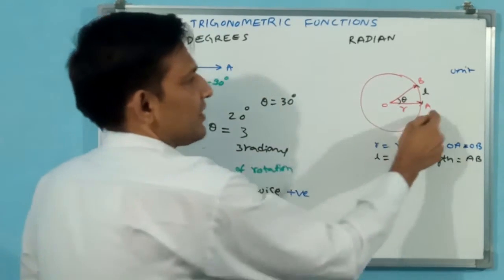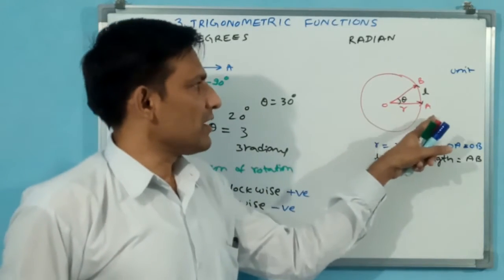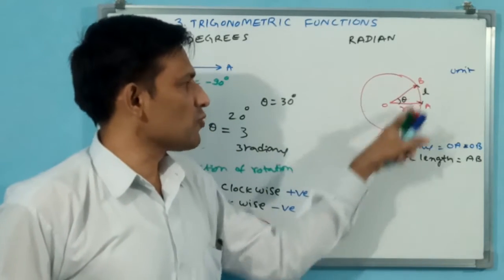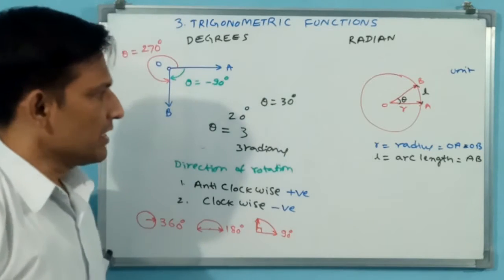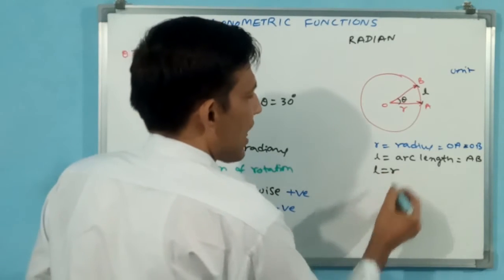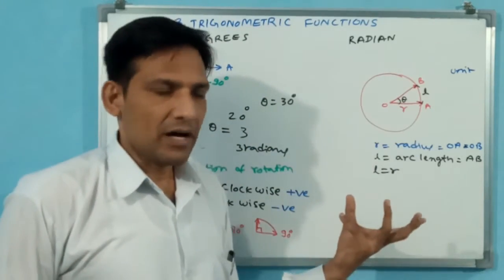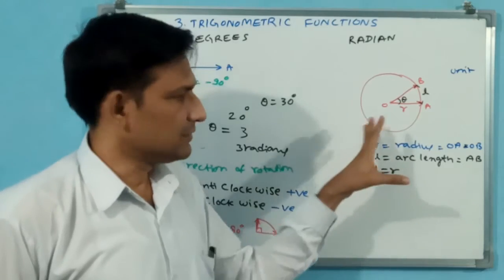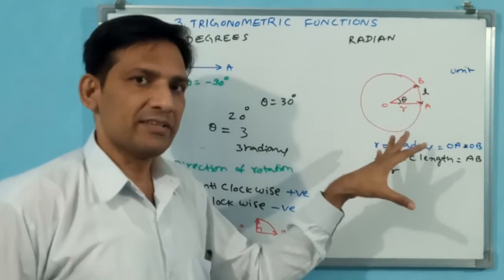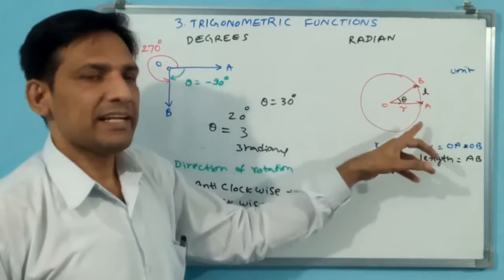Arc length L, AB. A to B is the arc length. O to A is equal to the radius, and O to B is also the radius. Okay. Now what I am going to make is L equal to R. That means, see, R is not in my hand, that is the fixed radius. But L is in my hand. Up to what I have to take that length, I can decide.